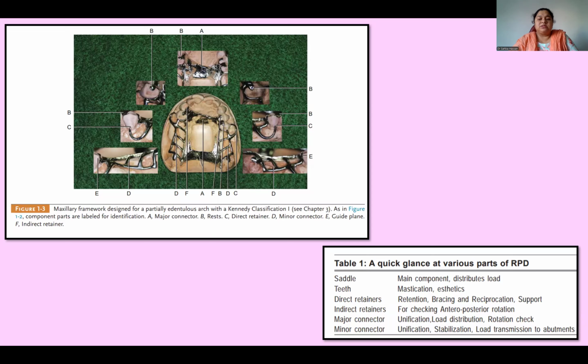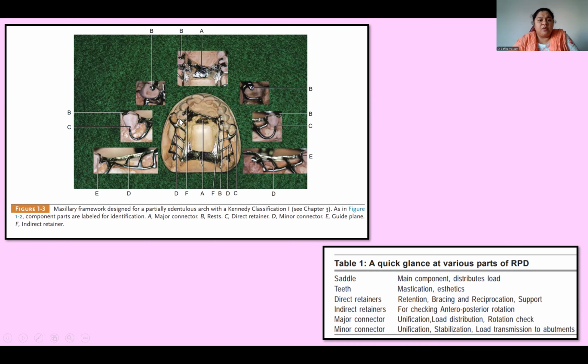So here is a quick glance at the various parts. The saddle is a main component that distributes load to the teeth, for mastication and aesthetics. Direct retainers are also known as clasps. See this diagram. A is the major connector. That is this big whole framework which connects one part of the arch to the other. That is the major connector.